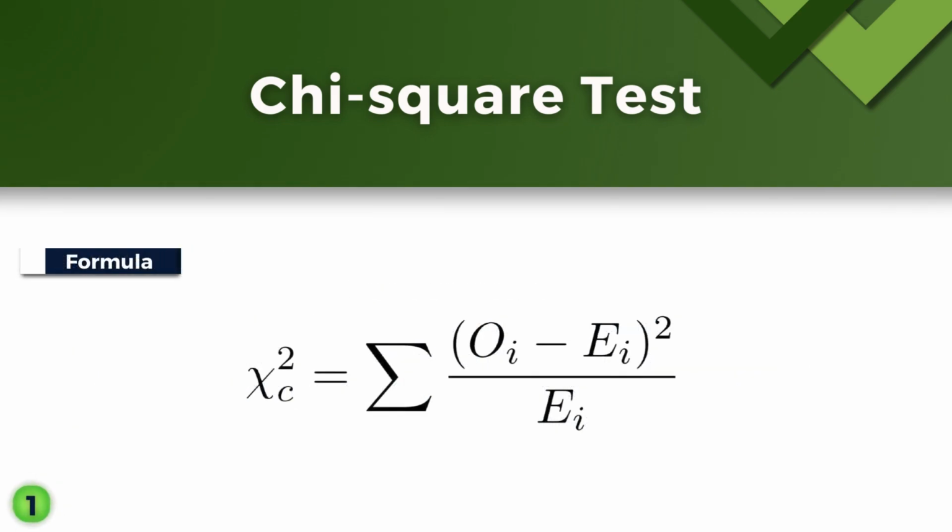The chi-square formula is as follows. The chi-square, expressed as χ² equals the summation of (O minus E) squared over E, where O is the observed values while E is the expected values.